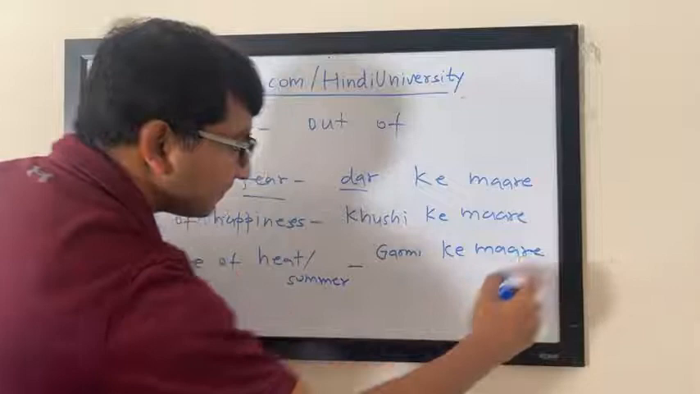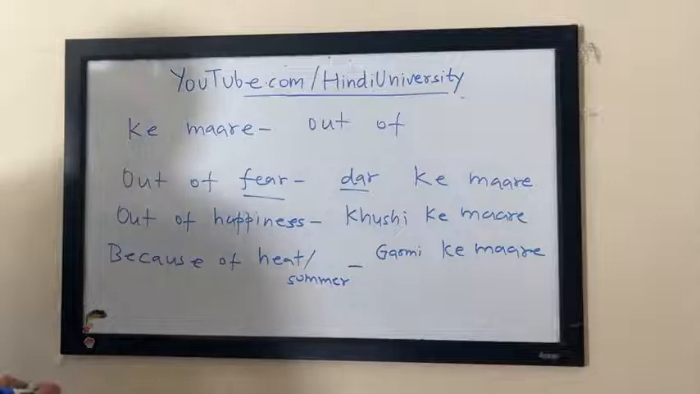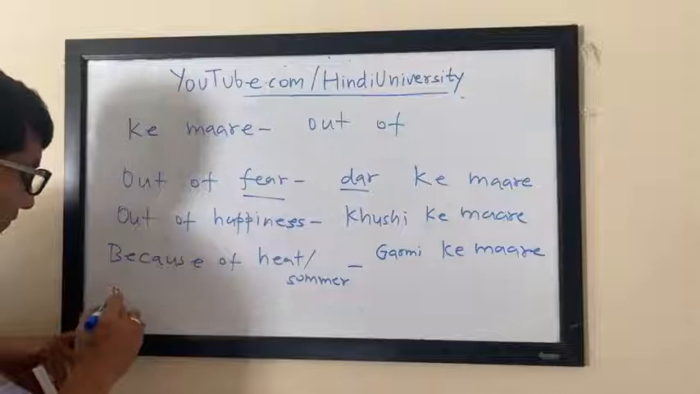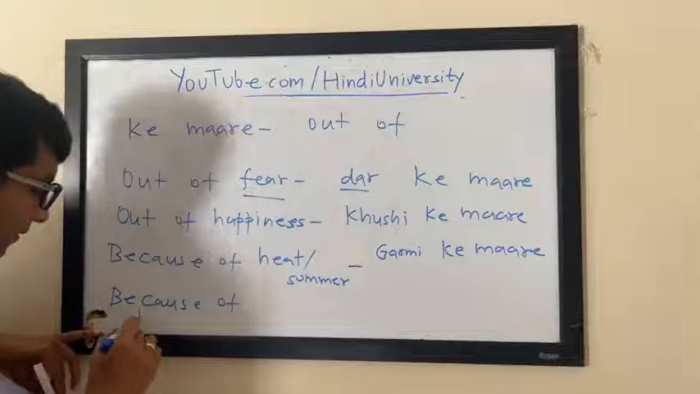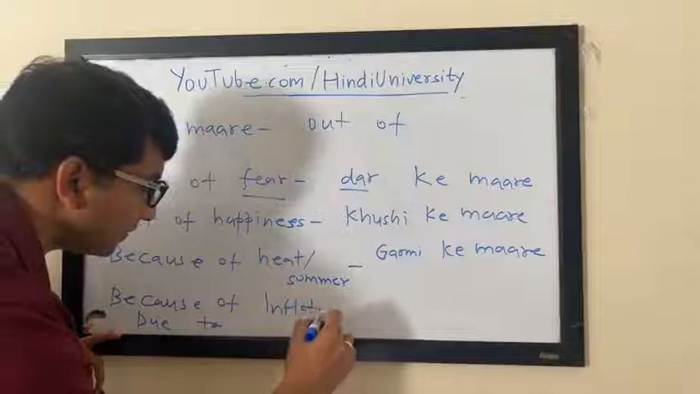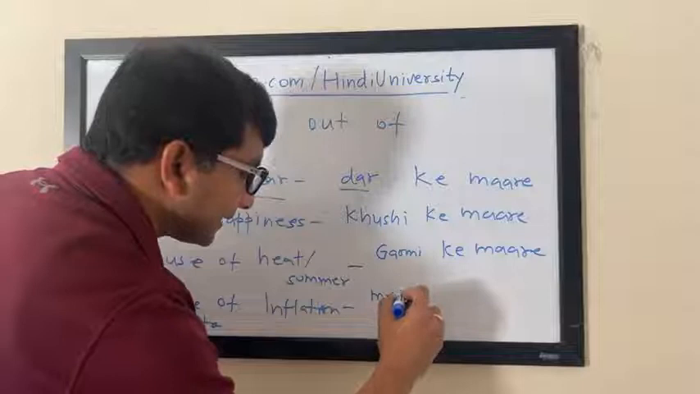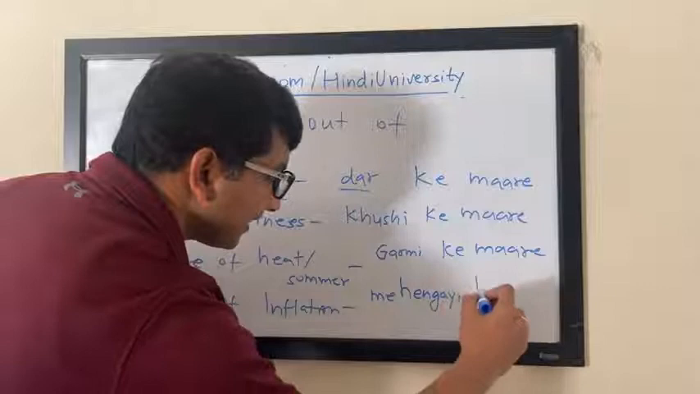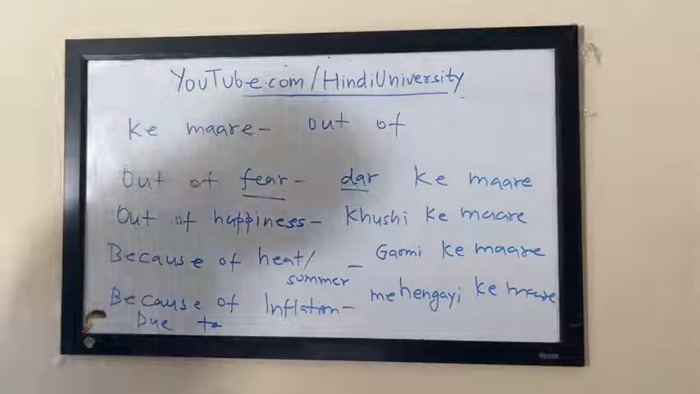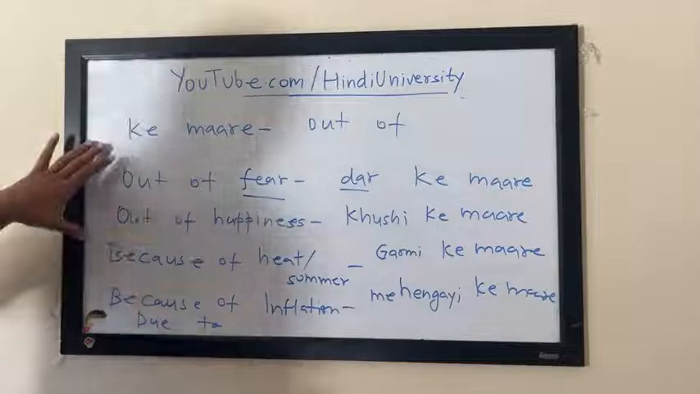Okay, garmi ke mare. Okay, and let's say you want to say because of, or out of, due to or because of inflation. Okay, and it would be mehengai. Mehengai is inflation, mehengai ke mare. Okay, so I hope at least it is giving you some flavor of the kind of places or situations where you can use ke mare.